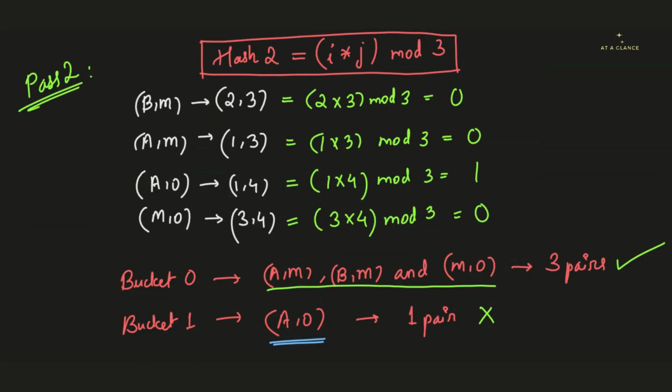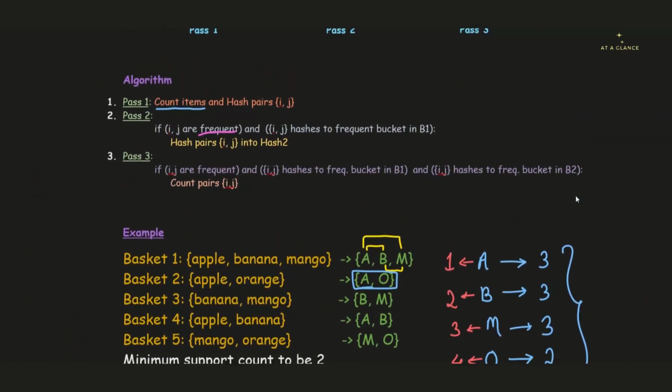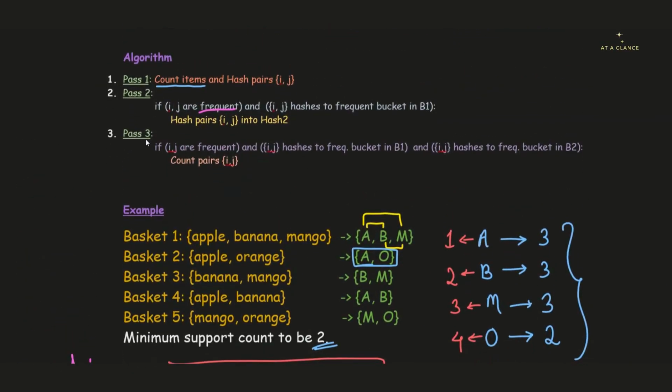So now that we are done with pass 2, let's move on to pass 3. If we look in the algorithm, you can see that inside pass 3, we have to check three conditions. The first condition is the same as that specified in pass 2. That is, the items present inside the pair, both of them have to be frequent. The second condition says that the pair we are talking about has to hash to a frequent bucket in the first hash table.